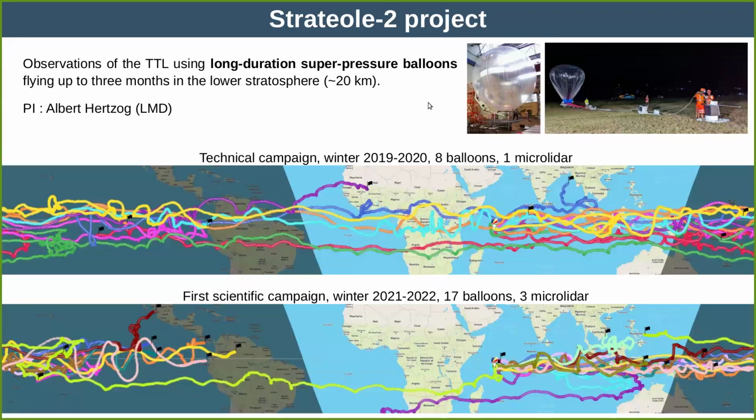So the STRATEOLI2 campaign already took place. And here is a map of the first campaign, the technical campaign, in winter 2019-2020. Among the 8 balloons that were released, one was carrying a micro LiDAR. And below is a map of the first scientific campaign during the winter 2021-2022. Among the 17 balloons that were released, 3 of them were carrying the BeCool micro LiDAR.